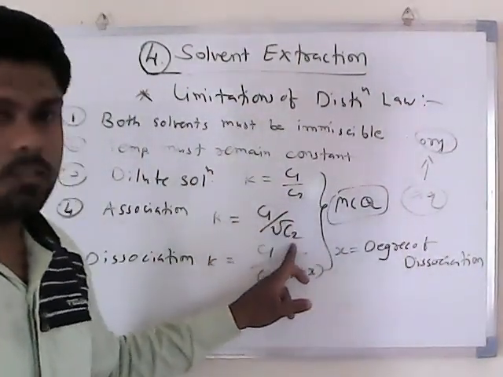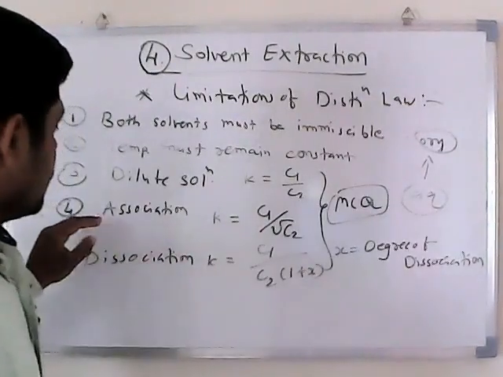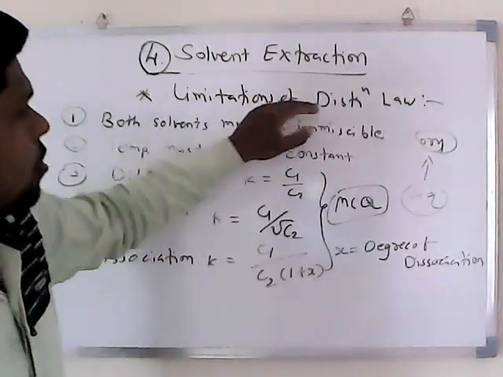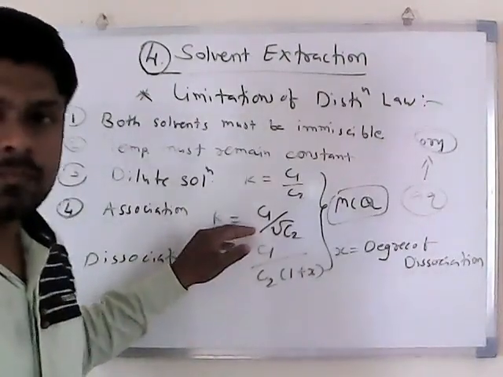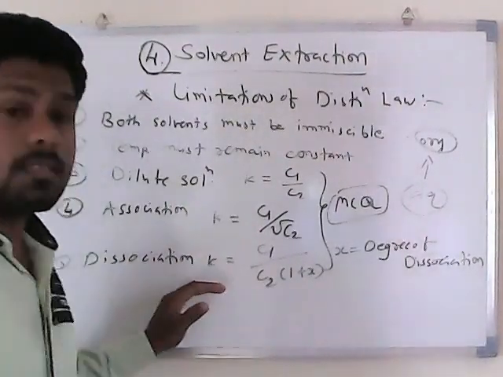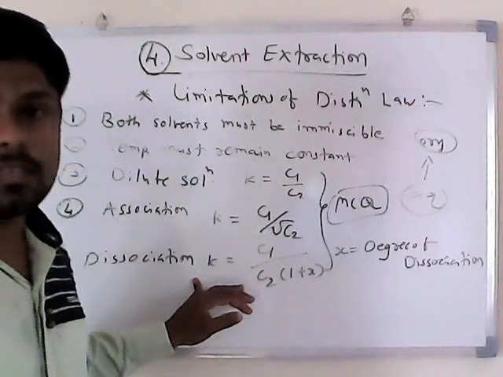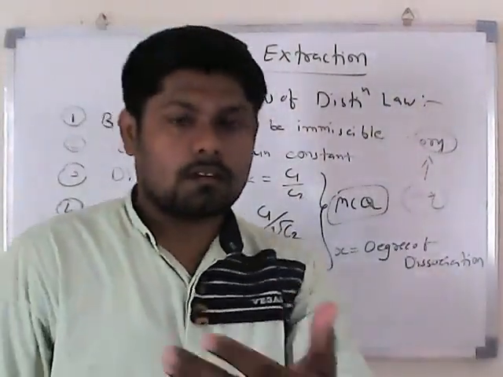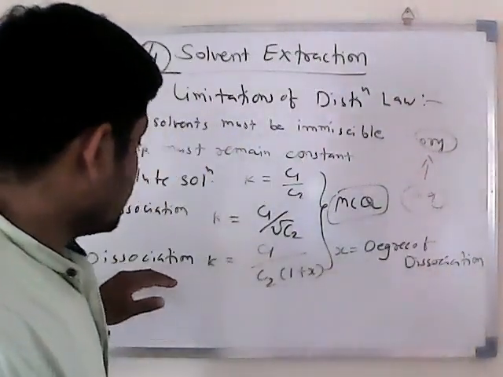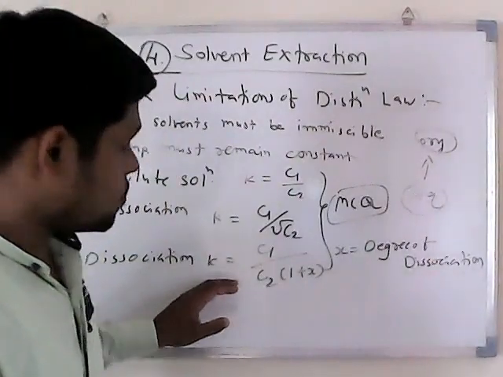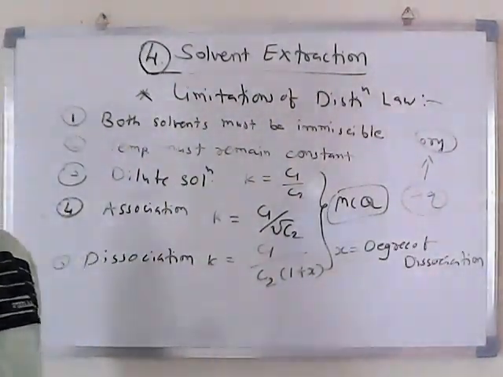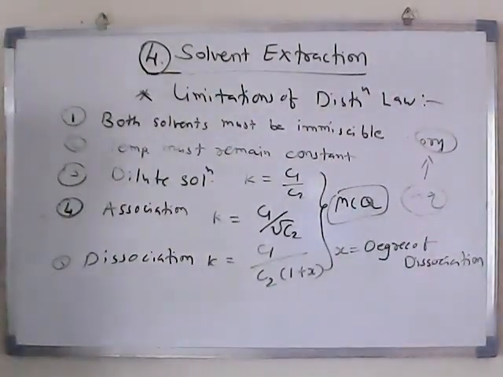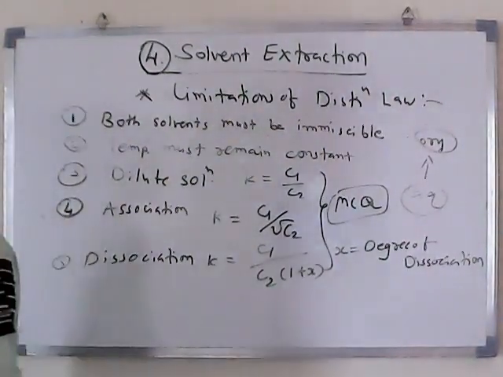That is called association. The law of distribution is modified when association takes place. Similarly, if dissociation takes place, I already explained what association and dissociation are earlier in our discussion. So when dissociation takes place, the ratio is modified as C1 by C2 (1 plus X). Here X is known as the degree of dissociation. So these are the 5 limitations.